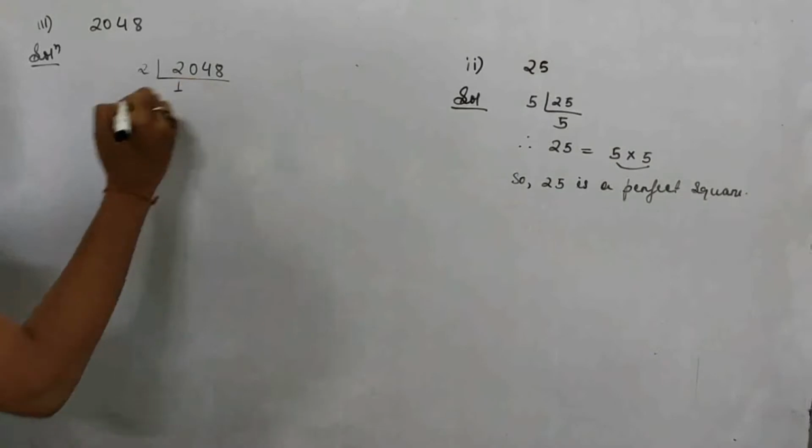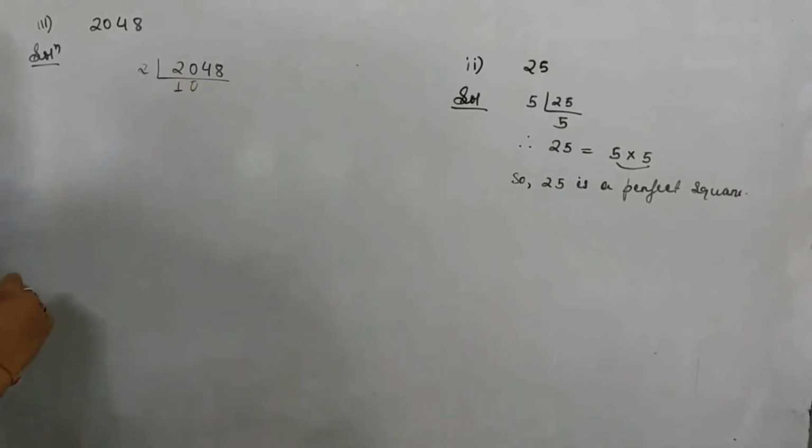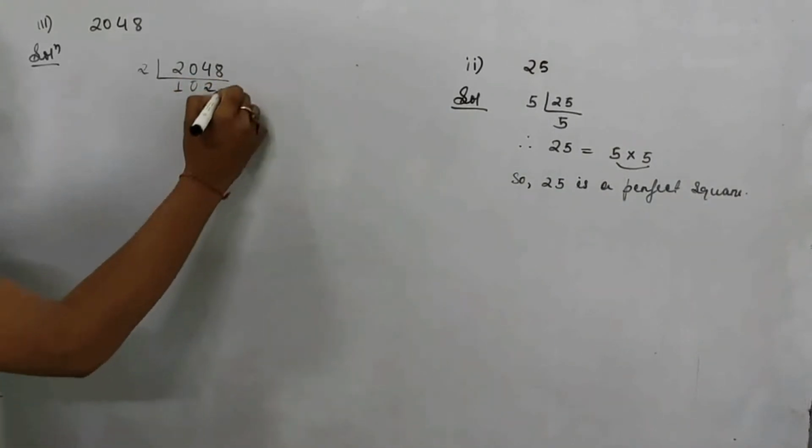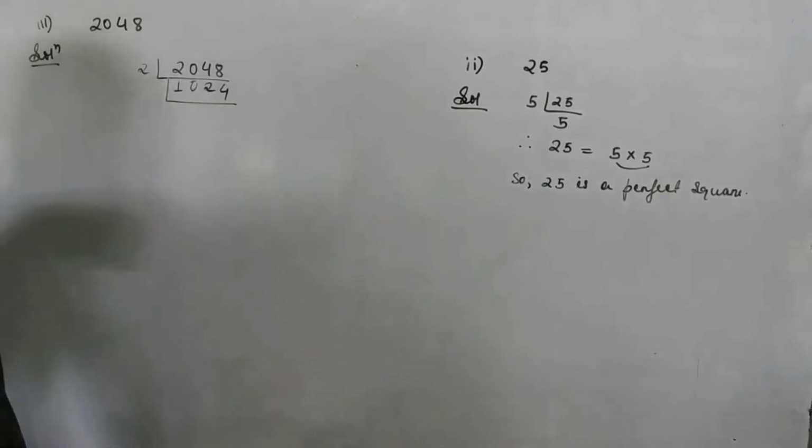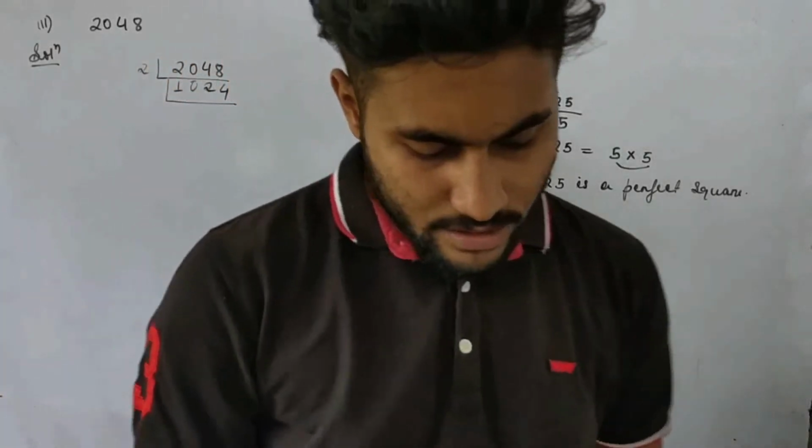2 1 ja 2. 2 zeros are 0. 2 2s are 4. 2 4s are 8. Very simple. Again 4 is an even number, so again by 2. Try by yourself. Okay, try.